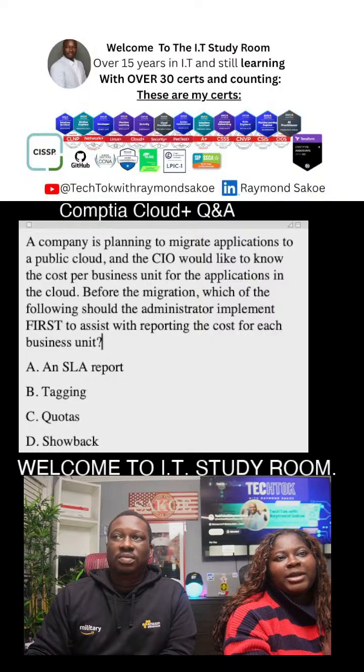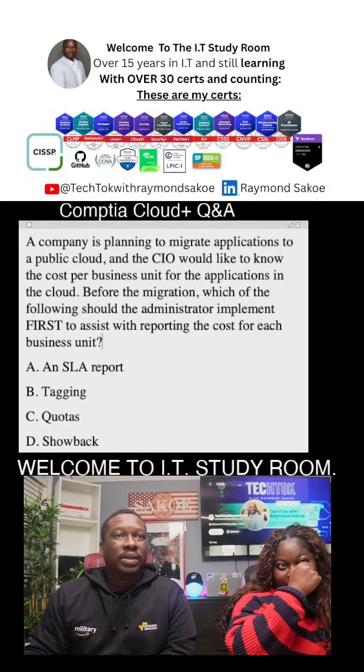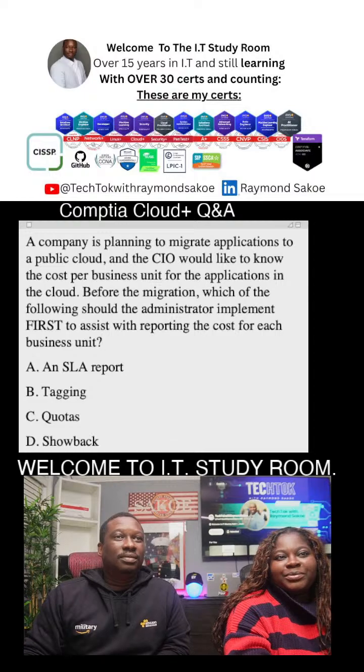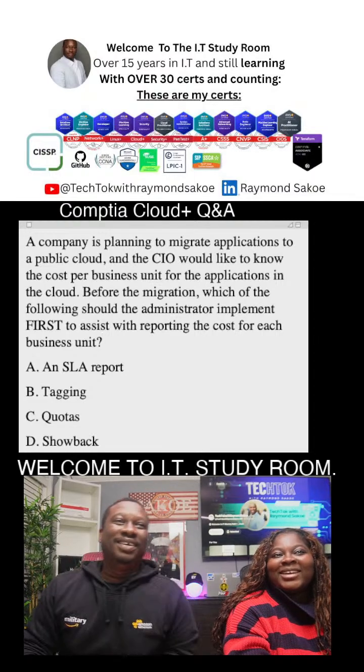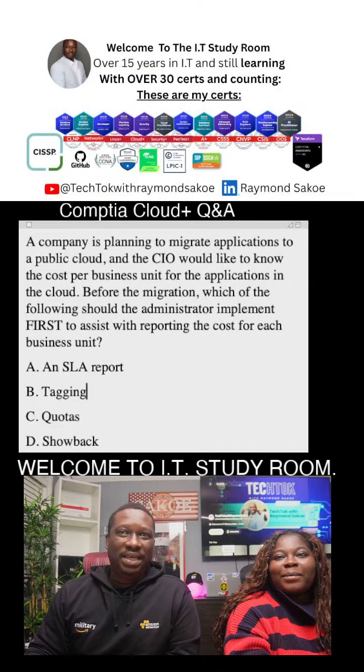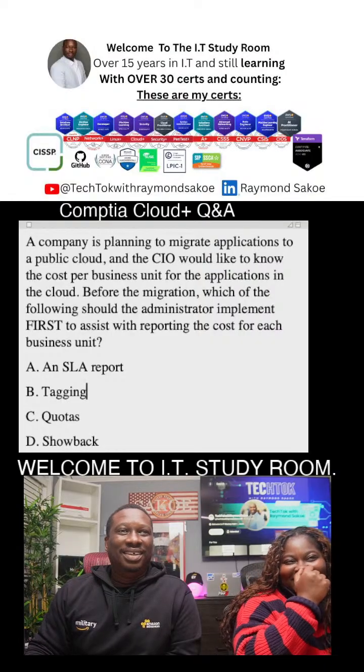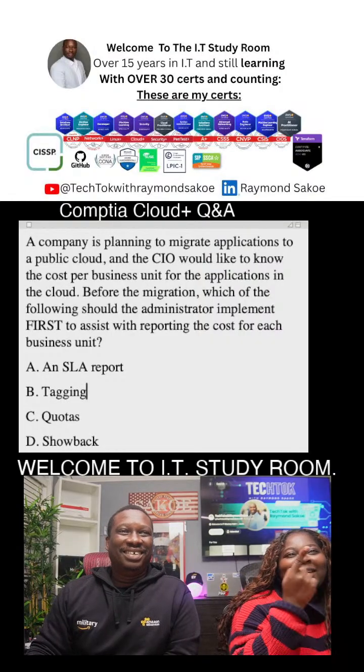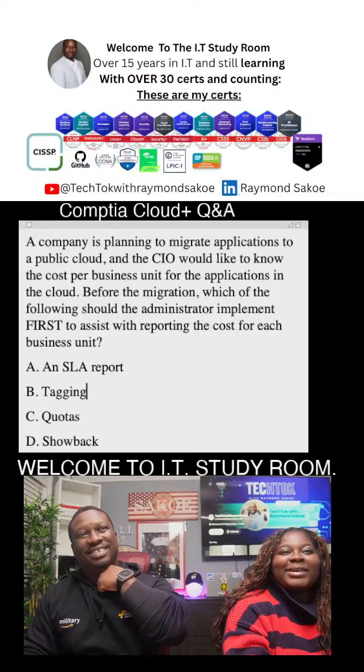All right, so we have A, B, and C. What's the best choice? All right, so the answer would be B. B, target, right? Yeah, you said B earlier, so I saw you say B earlier.